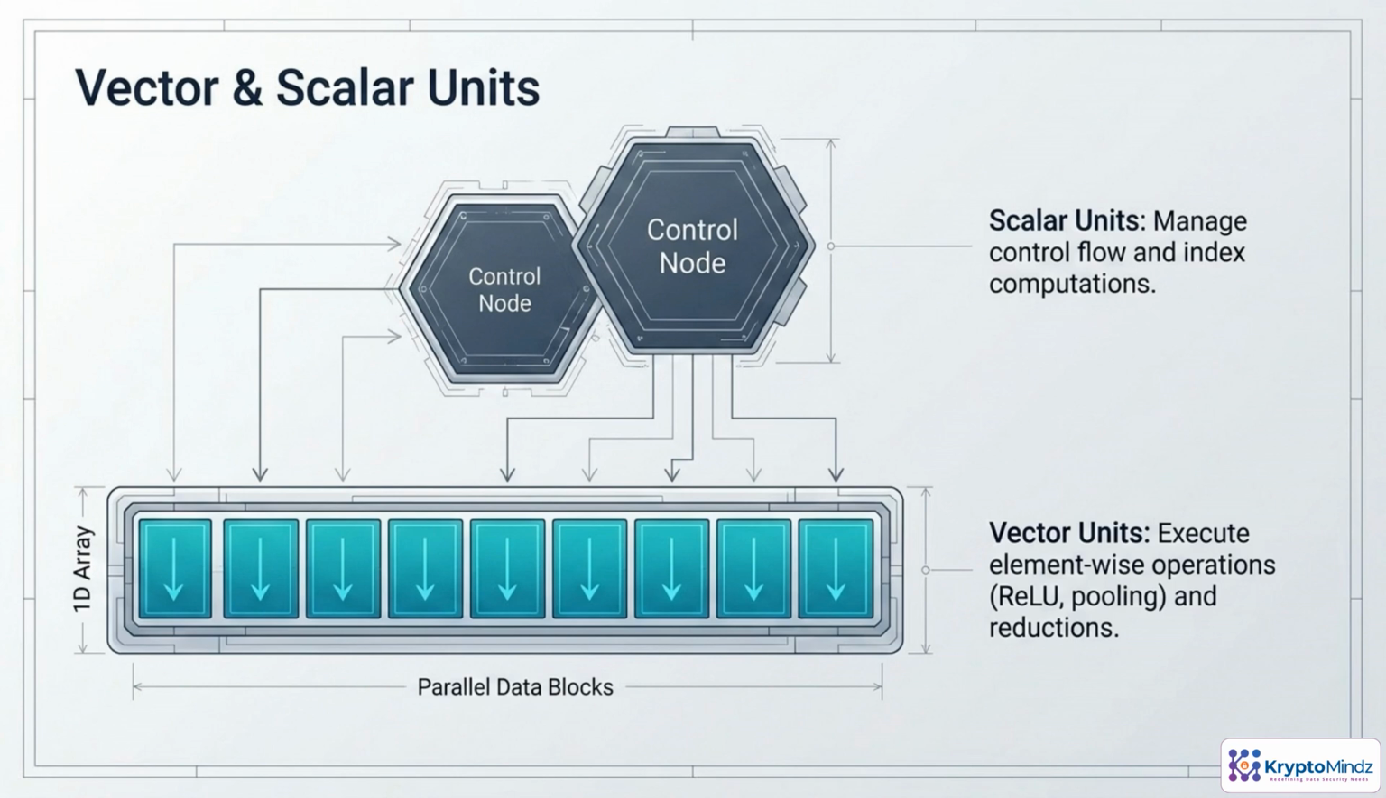Like GPUs and TPUs, Ascend splits work between scalar and vector units. Scalar units handle the bookkeeping, control flow, index calculations, and deciding which data each core should touch. Vector units provide the muscle. They apply the same simple operation to many values at once, things like ReLU, pooling, parts of layer norm, and reductions, such as sum or max. Because deep learning layers are mostly vector-friendly, good hardware keeps scalar overhead low and vector units busy.